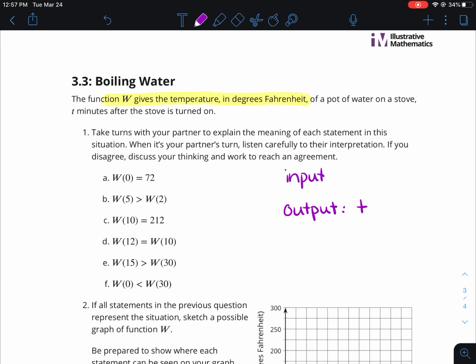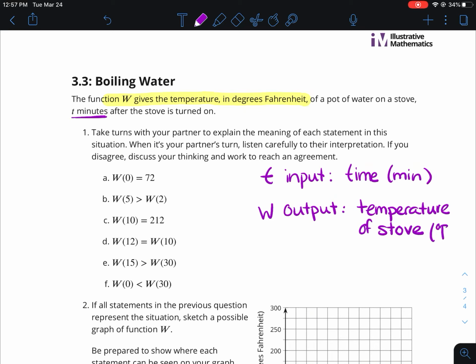So our output is the temperature, and it's in degrees Fahrenheit of the stove. And the input is going to be the T minutes. So T is our input, and that's the time on the stove, and it's in minutes. This one is in degrees Fahrenheit.